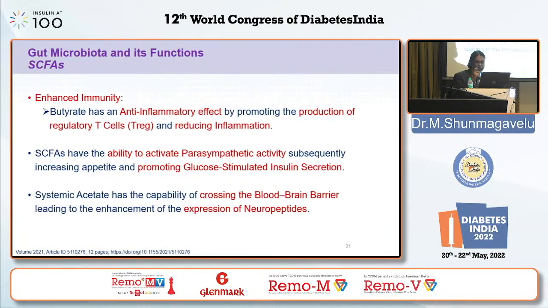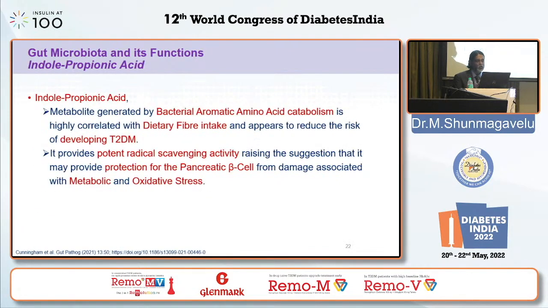Next is enhanced immunity. Butyrate has an anti-inflammatory effect by promoting the production of regulatory T cells. They have the ability to activate parasympathetic activity and promote glucose-stimulated insulin secretion. It has the capacity to cross the blood-brain barrier, leading to enhanced expression of various neuropeptides.